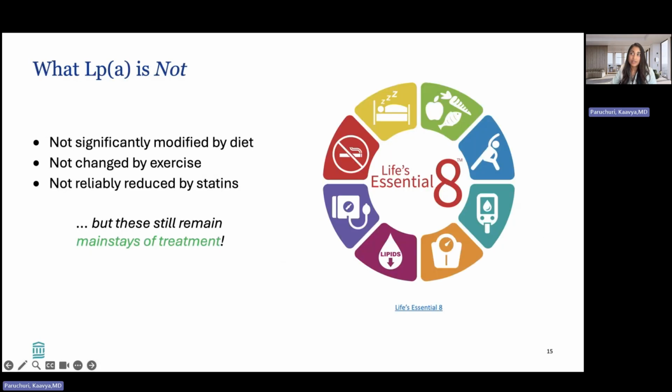It's also important to be clear about what LPA is not. It is not meaningfully modified by diet or exercise and is not reliably reduced by statins. In some cases, it may paradoxically increase slightly with statin use. That said, lifestyle modification and statin therapy remain cornerstones of secondary stroke prevention. The key point is that LPA represents residual, genetically mediated risk that sits outside of our traditional lipid management.